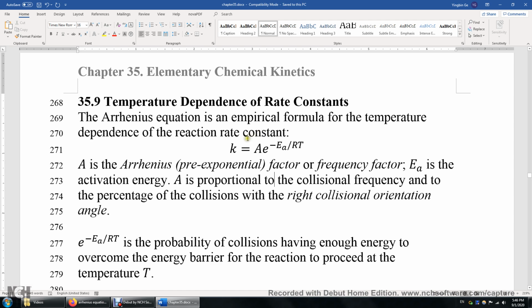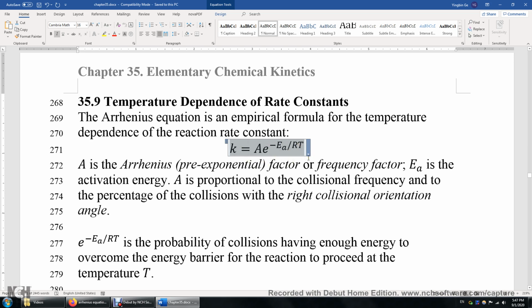k is equal to A times e to the power of negative E sub A over RT. k is the rate constant. A is the pre-exponential factor in the Arrhenius equation. E sub A is the activation energy or energy barrier. R is the gas constant. T is the reaction temperature. Now let's analyze this reaction rate constant.